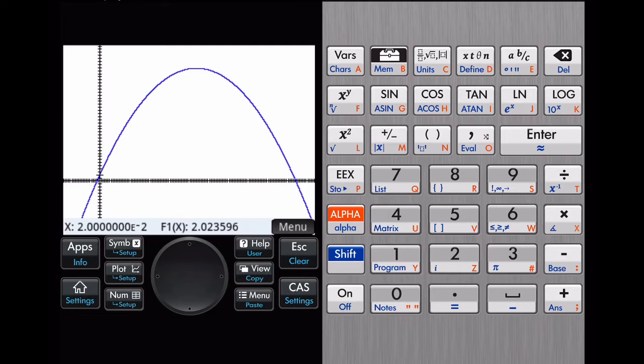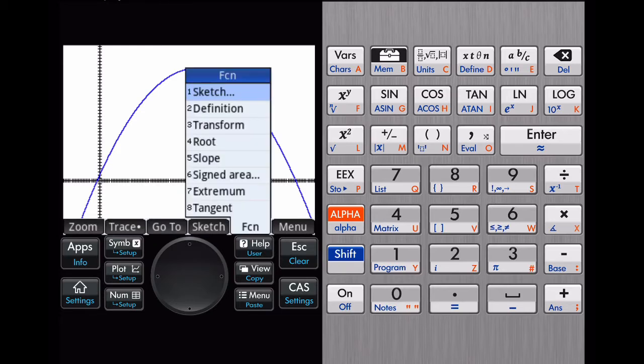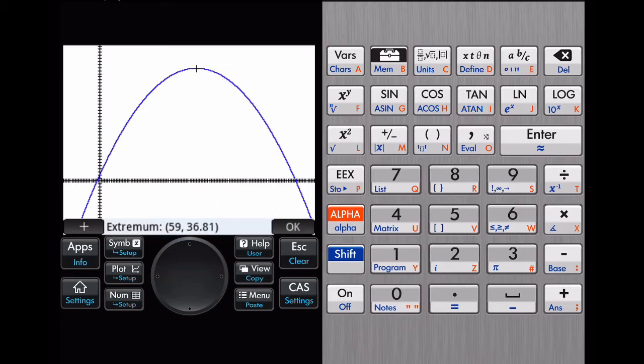Now, to find the height, I'm just going to tap at the vertex. You can see I'm kind of estimating right there. Then go to Menu, Function. I'm going to hit Extremum, that's number 7. And right there, 59, 36.81. And notice how that's the same thing I said earlier. Let's go back to the worksheet.